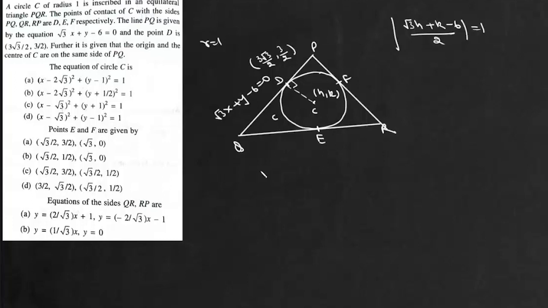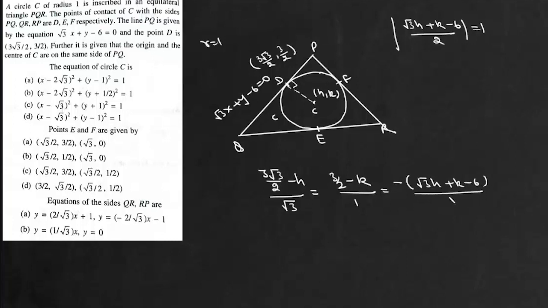So we can straight away write (3 root 3 by 2 minus h) upon root 3, it is equal to (3 by 2 minus k) upon 1, and it will be equal to minus (root 3h plus k minus 6) upon 4. Now we know that root 3h plus k minus 6 is equal to plus or minus 2. So then this value will be plus or minus 1 by 2.